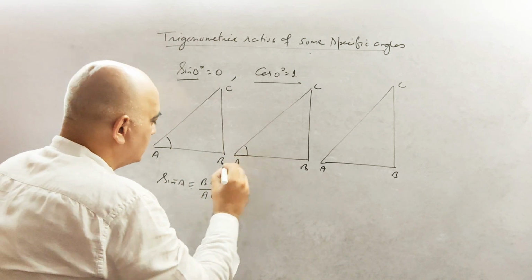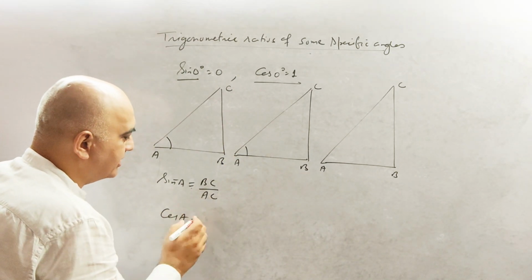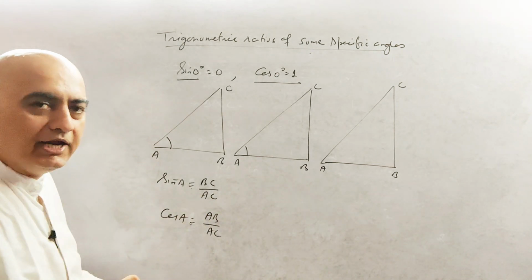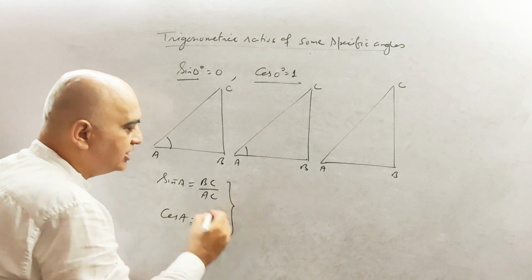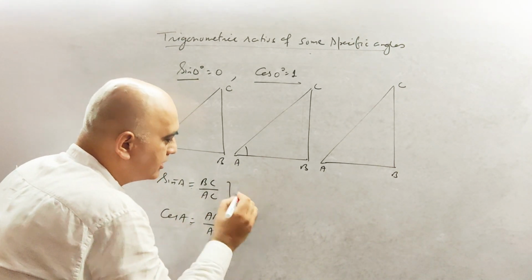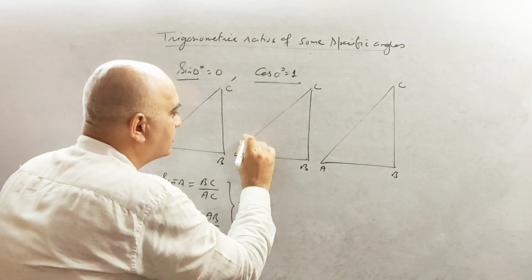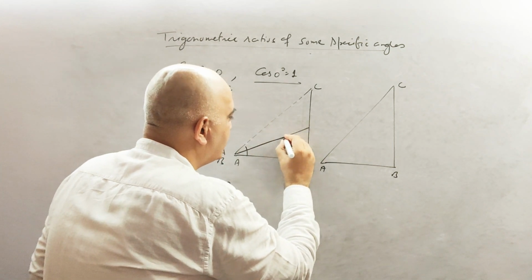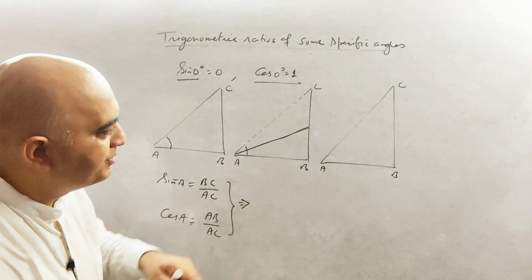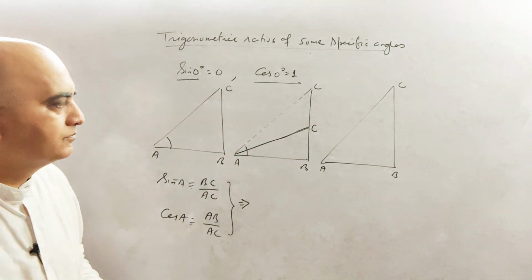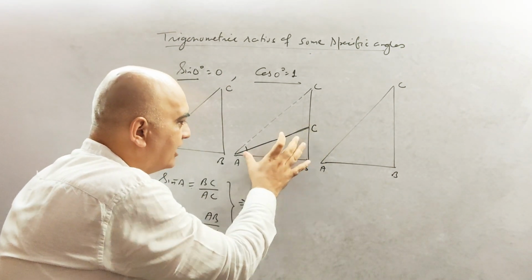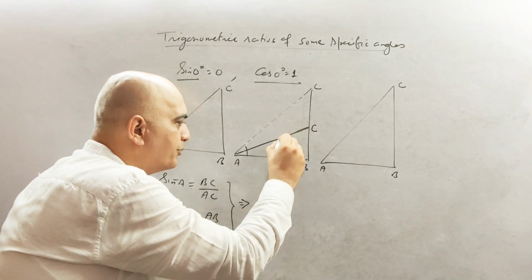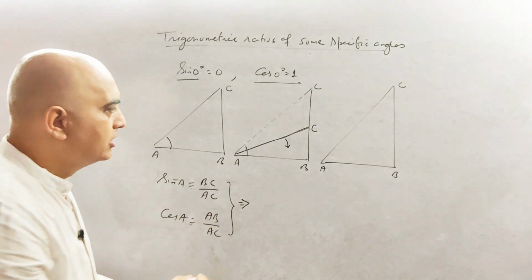And what is cos A? Cos A is AB upon AC, right? So for this triangle, we have these two results. Now we are going in this way. I am taking this as the previous triangle and decreasing the size of BC. Now this is our new BC. So BC will decrease and then the hypotenuse will also decrease, meaning the hypotenuse is approaching towards the base.